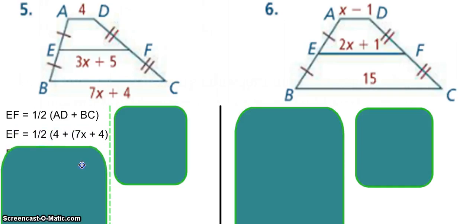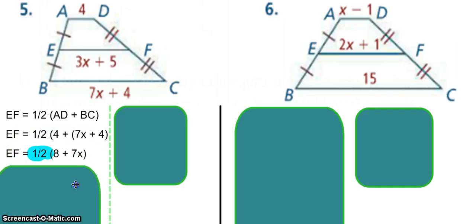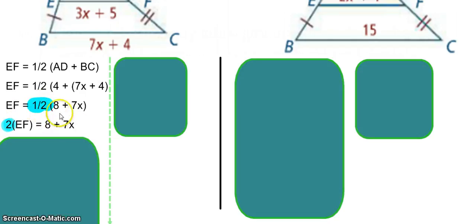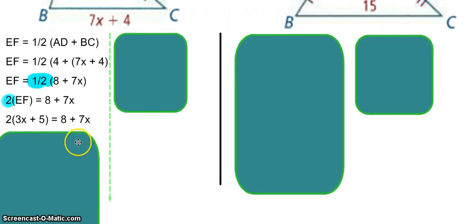I plug in what my bases are. I add together the like terms. Now, because I have this half and I have a 7, I don't really want to do half of 7. So instead of multiplying by 1/2 through, I can on both sides just double it. So I multiply by 2. Multiplying by 2 totally does away with the 1/2 and just leaves me what was in the parentheses. So now I have twice of EF, and I'll just distribute that multiplication of 2 into my parentheses.